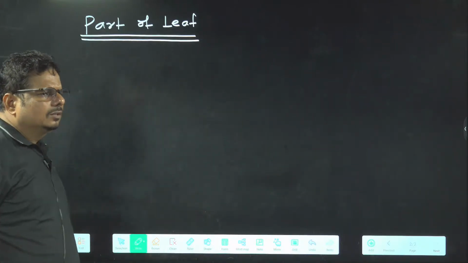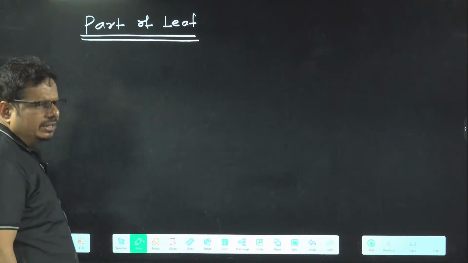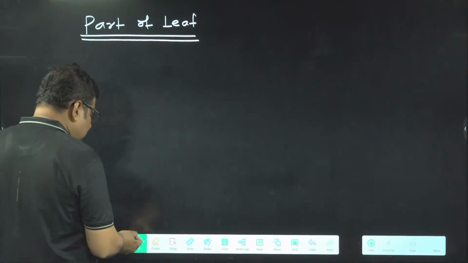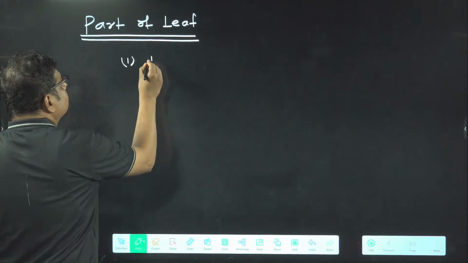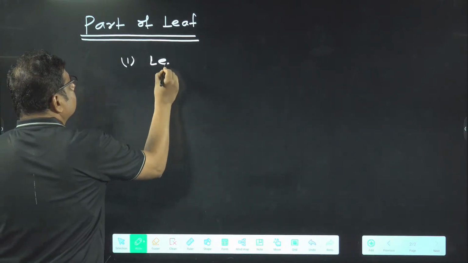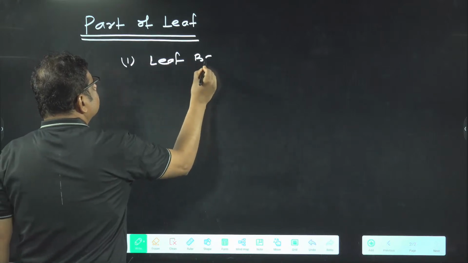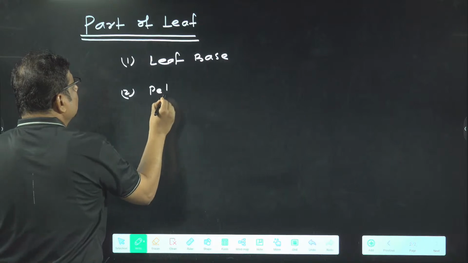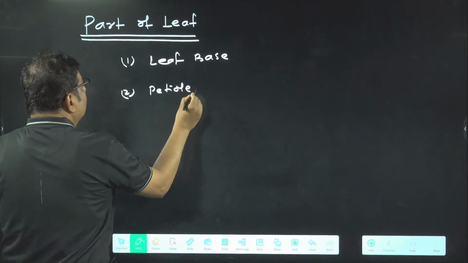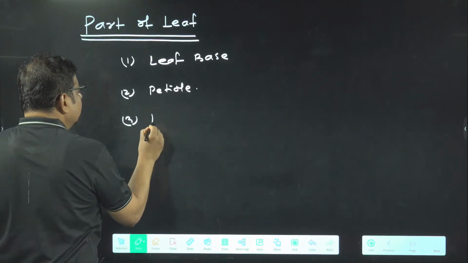It's all right. So now we are going to deal with the parts of a leaf. If you just have a look at a leaf, how many parts are there? One is the leaf base. Another part is which one? Petiole. Another part is which one? Lamina.